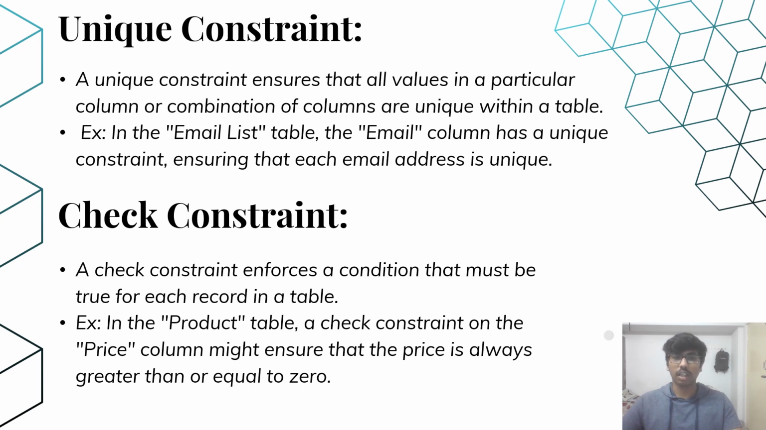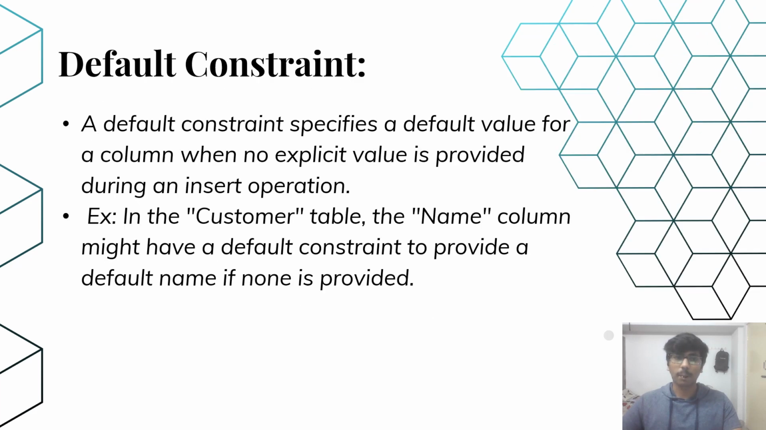Check constraint. A check constraint enforces a condition that must be true for each record in a table. Example, in the product table, a check constraint on the price column might ensure that the price is always greater than or equal to 0.